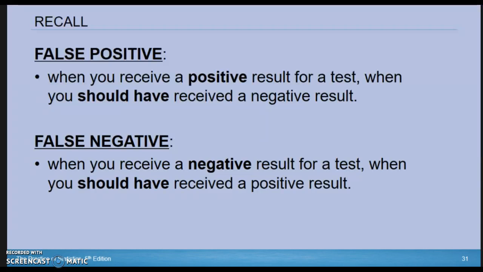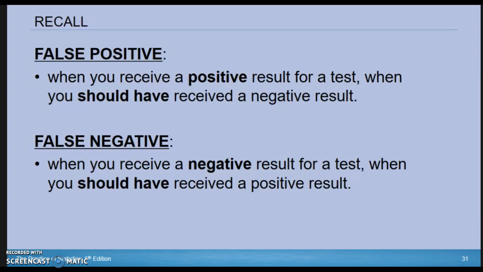Guys, so I'm going to talk you through type 1 and type 2 errors. Before we go through that, I want to talk about remembering those terms false positive and false negative. So remember that a false positive is when you get a test result that is positive and you should have actually gotten a negative result. A false negative is when you receive a negative result for a test when you should have gotten a positive.